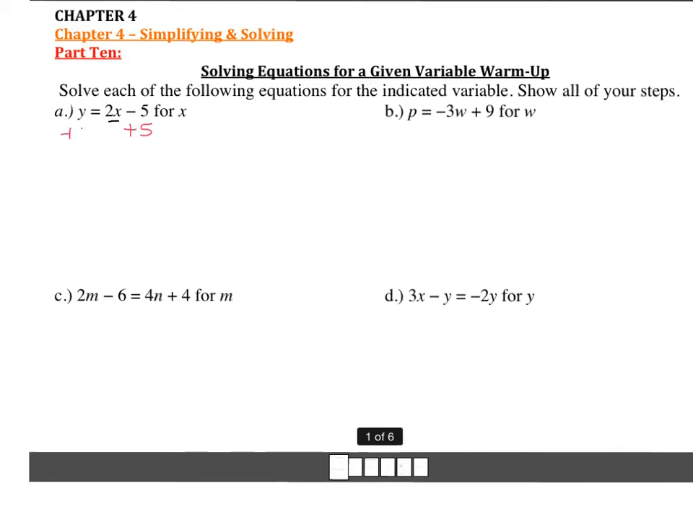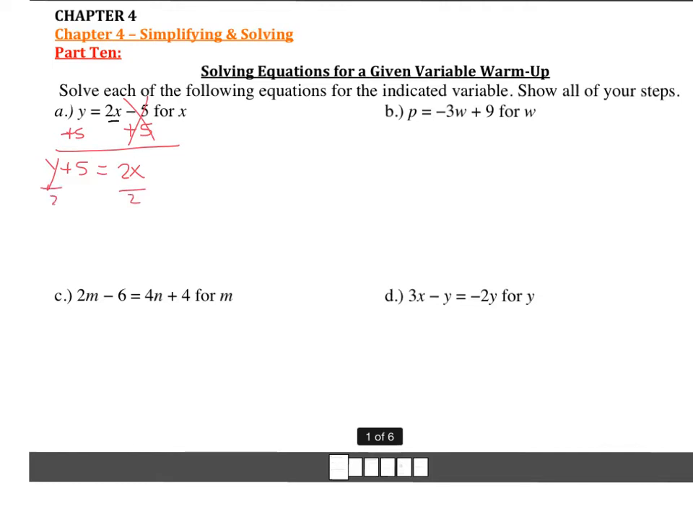So I'm going to add 5 to both sides to cancel out the minus 5 here, so that on the right side I only have my 2x. On the left side, I can't actually add y and 5. They're not like terms, so I just say y plus 5. And then to get the x by itself, I need to divide by 2.